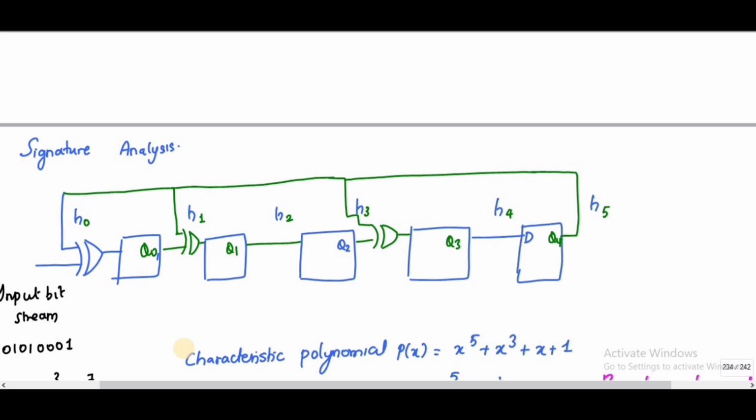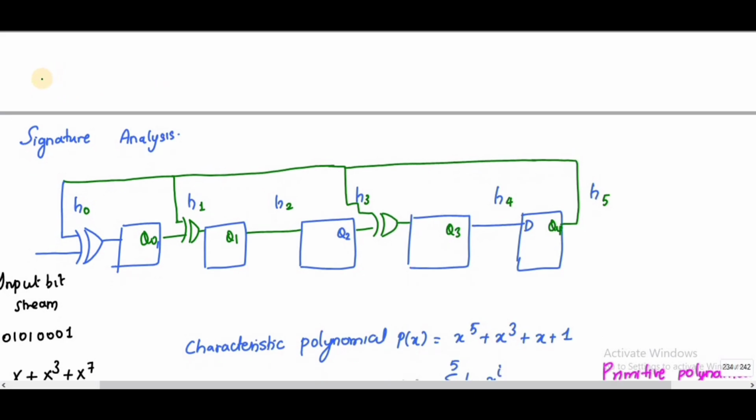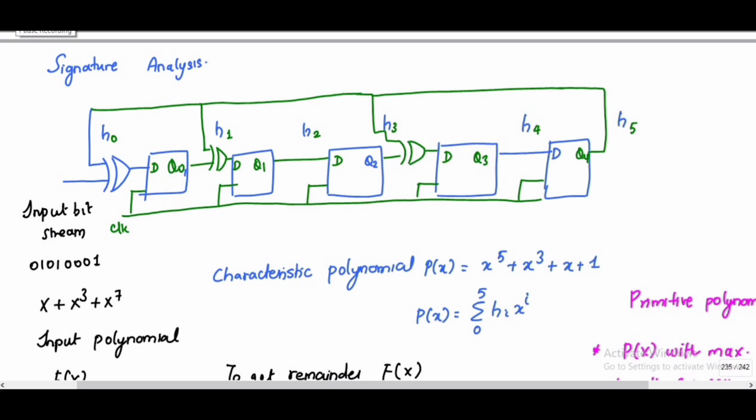This is the circuit that is given. It is nothing but D flip-flops. In the D flip-flop, you see the clock is connected. So it is nothing but shift registers, a linear feedback shift register. In addition to that, you have an input bit stream.